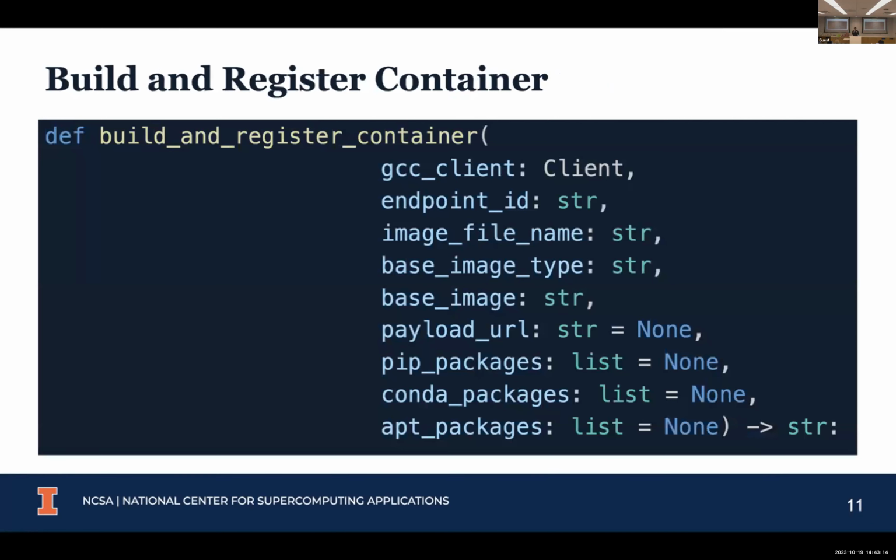So more concretely, the only function in this library is build and register containers. You pass in your Globus Compute client, you tell it which endpoint you want it to build on, what name you want to give the file, and then like that repo to Docker style, here's all the pip packages, here's the conda packages, apt, and you can also give it a URL and it'll download the contents of some public URL into your Apptainer image, and then you get back a container.